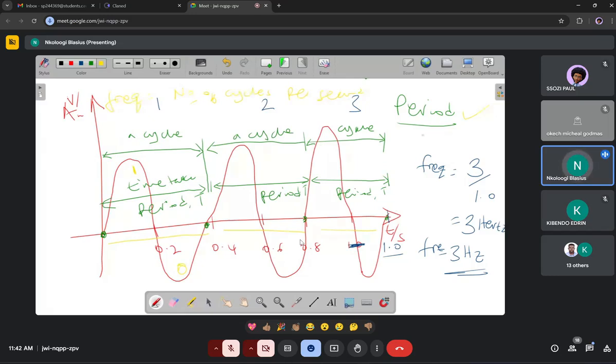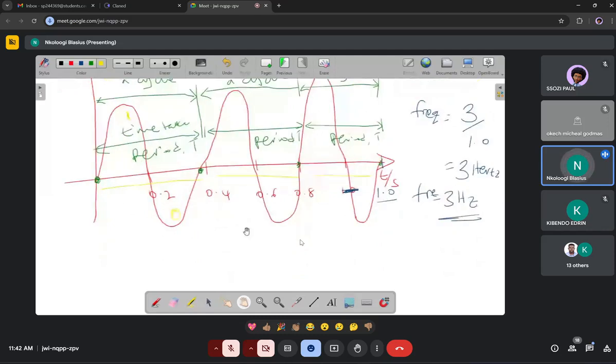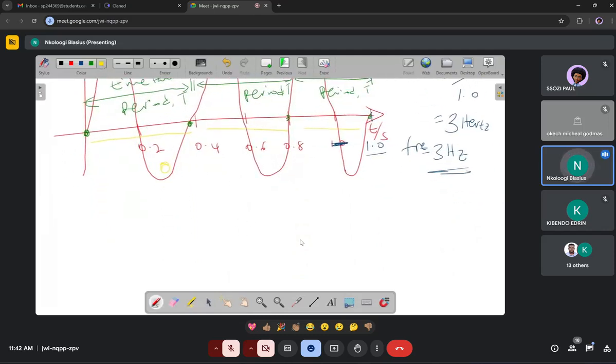But a period is always in inverse proportion to the frequency. That means that if you remove this proportionality symbol, you would have the period equal to 1 over f, assuming your constant is 1. So period t will always be equal to 1 over f. If I tell you to calculate the period here, you would say t is equal to 1 over 3.